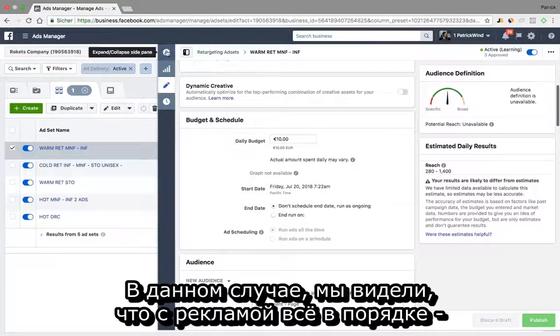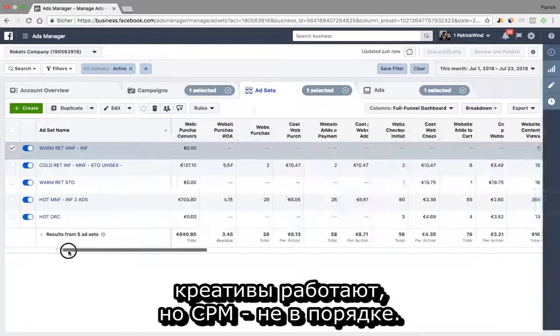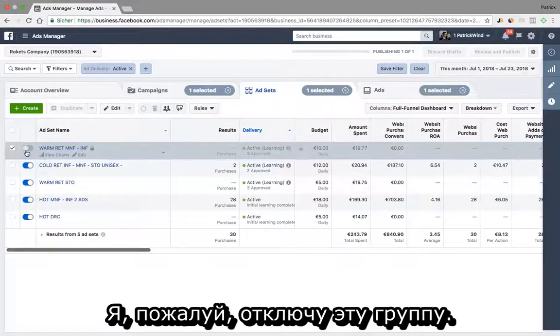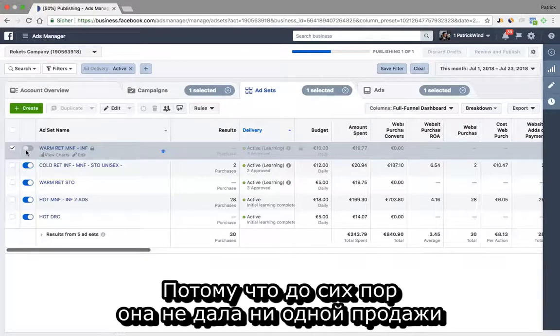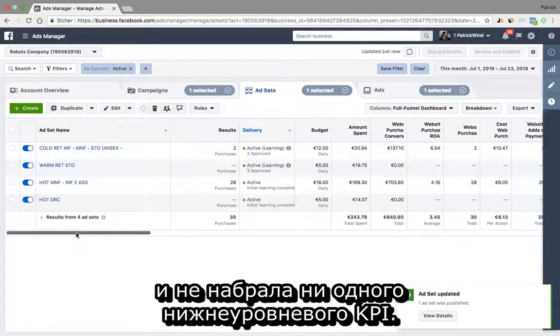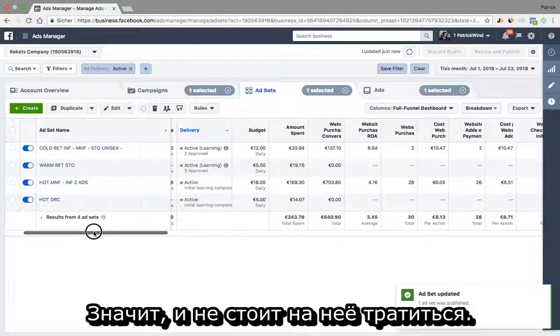So in this specific case, where we have clearly seen that the ads are good with high click rates, but the CPM is way too high, what I would definitely do is turn this one off, because it didn't bring any sales so far and not any lower funnel KPIs, and so it's not worth spending money there.